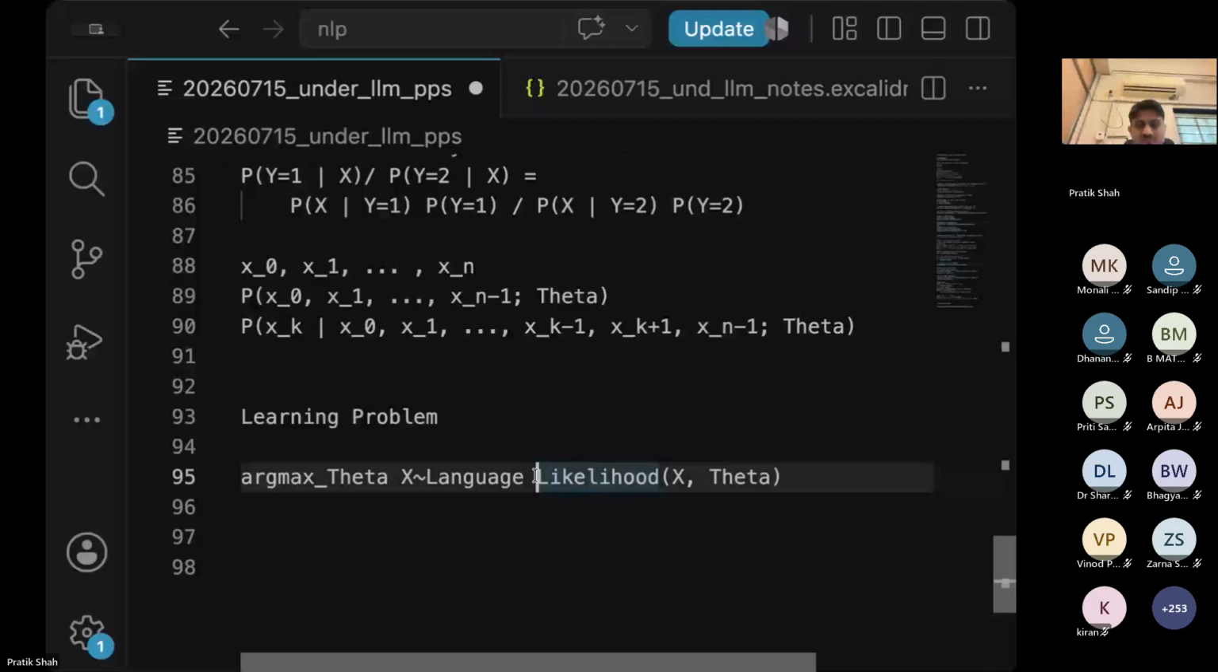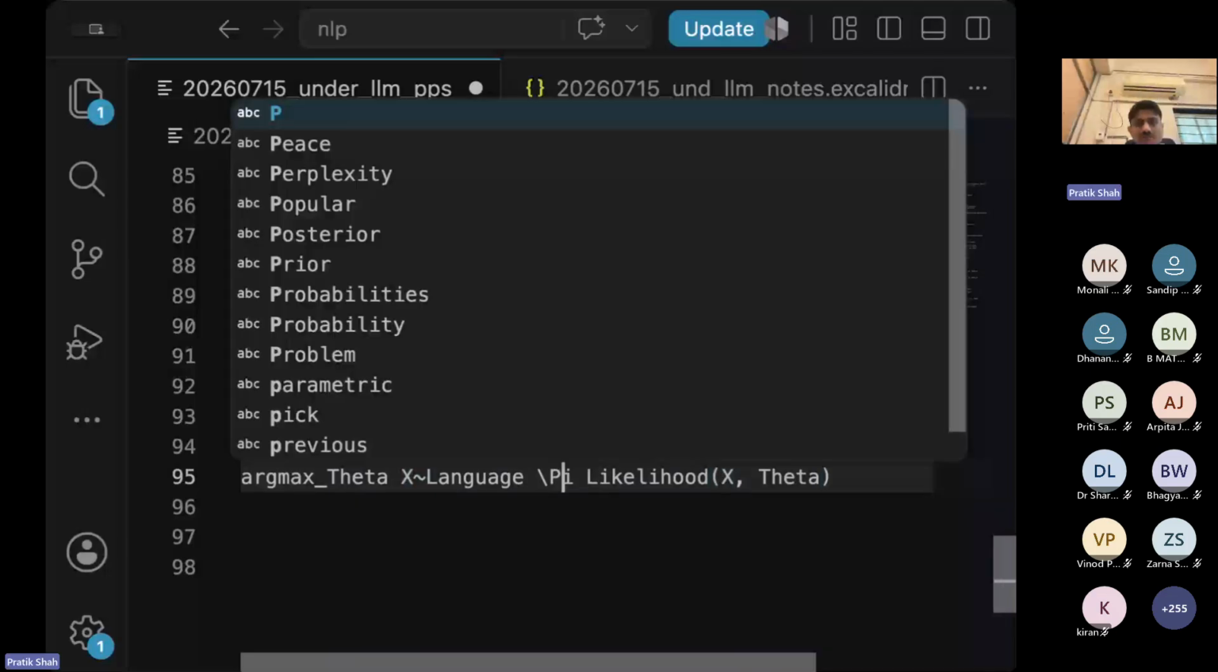So multiplication is typically done by pi. Pi is for every X in the language, every sentence in the language, find out likelihood, keep multiplying them, correct? And that gives you your solution. So you find out likelihood for all sentences using parameter theta. Find out that theta which gives you maximum such likelihood. Pi stands for product over all X, product over all X's.